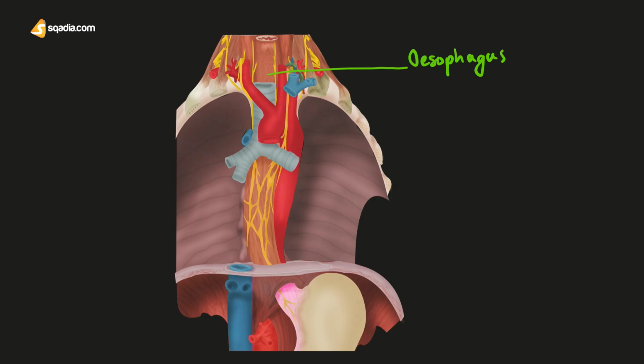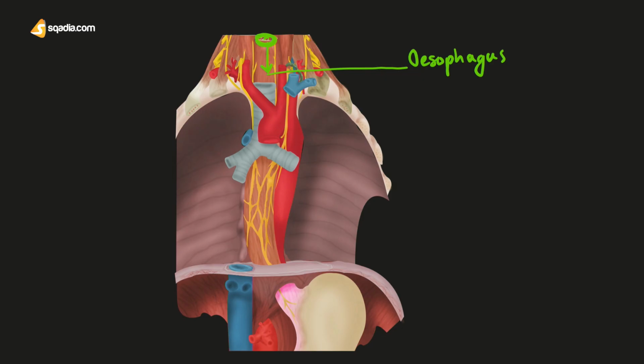So the esophagus is a muscular food passage lying between the trachea and the vertebral column. It is a downward continuation of the pharynx in the midline. So here we'd probably have the pharynx continuing downwards in the midline. It begins at the lower border of the cricoid cartilage.